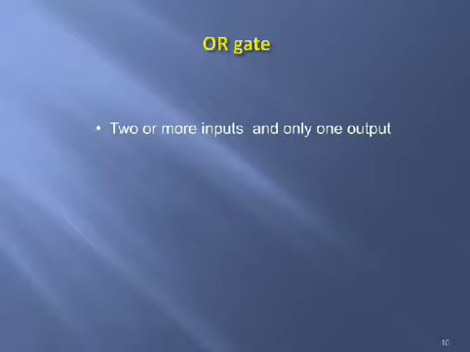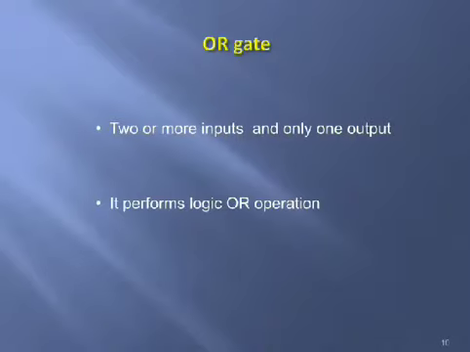So the OR gate also accepts two or more inputs and produces only one output. It performs the logic OR operation. What do you mean by it performs the logic OR operation?